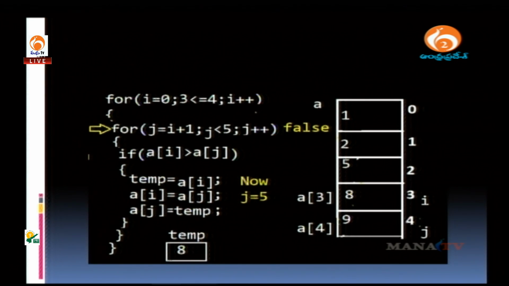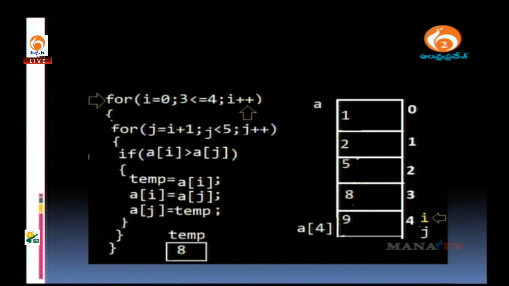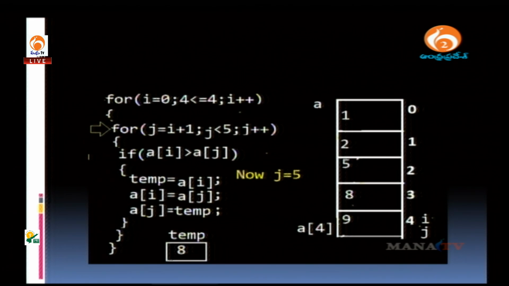Next iteration j plus plus. j is incremented by 1, that is 4 now. 4 less than 5, which is true. Then j is 5, and 5 less than 5, which is false. Again control comes out of the inner for loop. Next control goes to the outer for loop, i plus plus. 4 less than or equal to 4, which is true. Now the j value is 5. 5 less than 5, which is false. Again control comes out of the inner for loop.